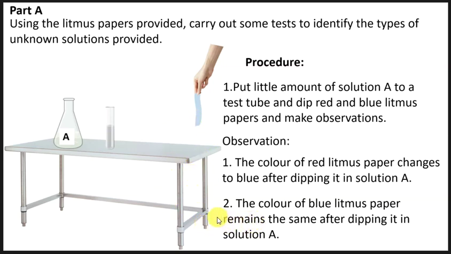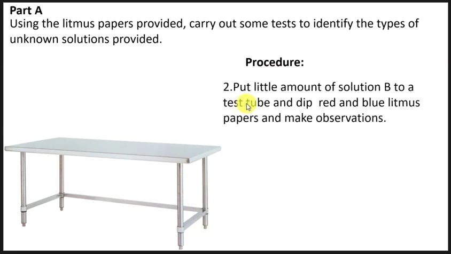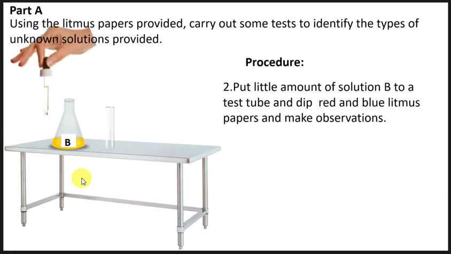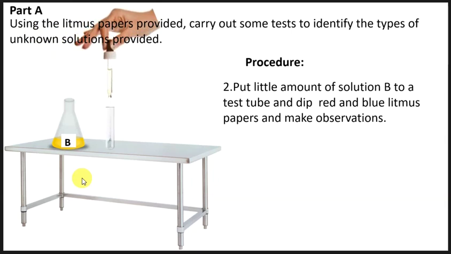Okay, then we go to another part, which is part 2. It says put little amount of solution B to a test tube and dip red and blue litmus papers and make observation. So we'll pick solution B, and then we'll get a different test tube because there were three. Then we'll get a clean dropper again, pick few drops of solution B and put them in a test tube. Then after we do that, we'll also get a red litmus paper and dip it there and make observation.